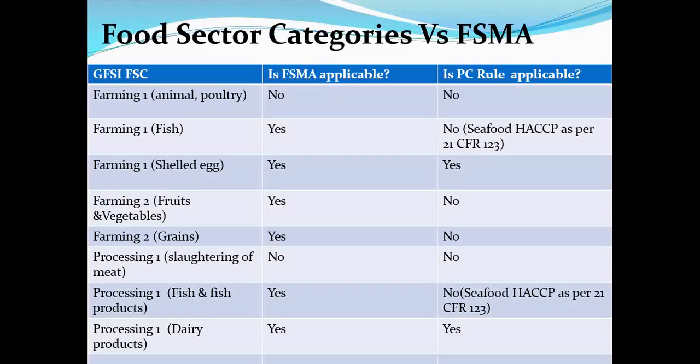So you need to identify those things and then take care of testing, etc. On this slide and the next slide, I have just made a quick comparison of the GFSI, that is Global Food Safety Initiative, food sector categories, and I have just indicated whether FSMA is applicable, whether PC rule is applicable. Say, for instance, fish farming, okay, which is farming one fish. Under GFSI, FSMA is applicable, but under PC rules, it's not applicable because it's covered by seafood HACCP. Similarly, fish and fish product processing.